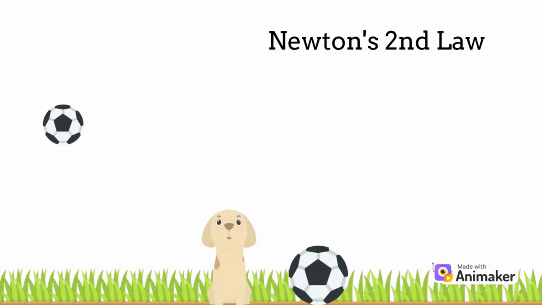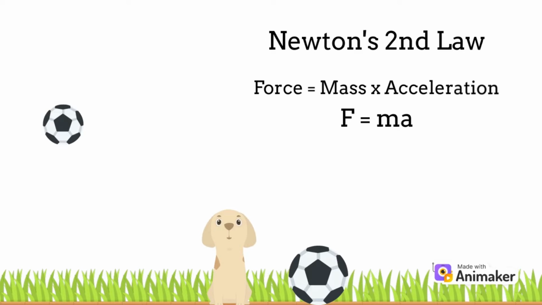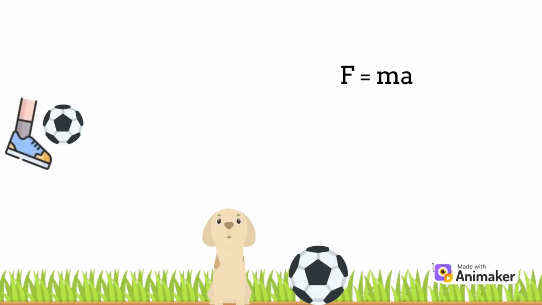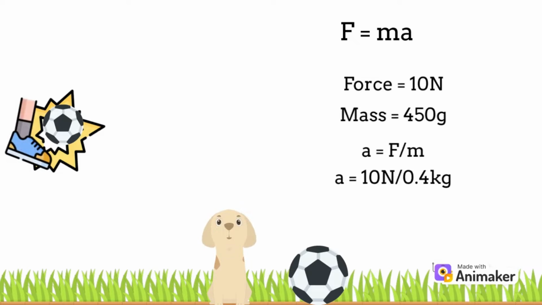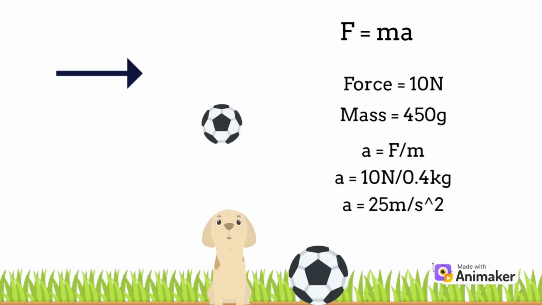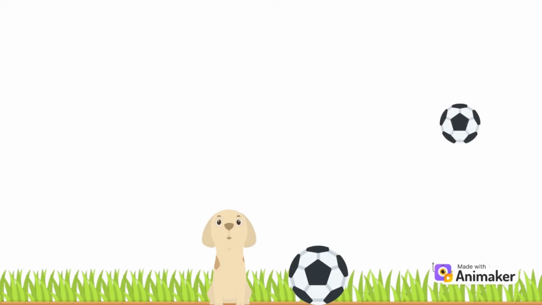Newton's second law of motion states that force is the rate of change in momentum, and for a constant mass, force equals mass times acceleration. Assuming 10 newtons is exerted on the ball, and the ball weighs 450 grams, we can find the acceleration of the ball to be 25 meters per second square.